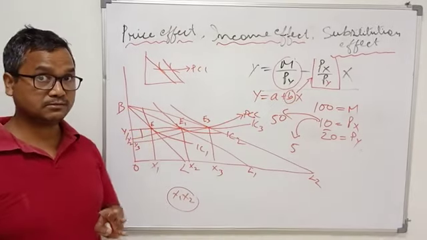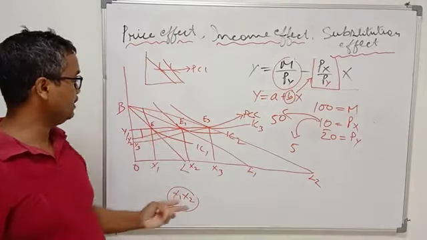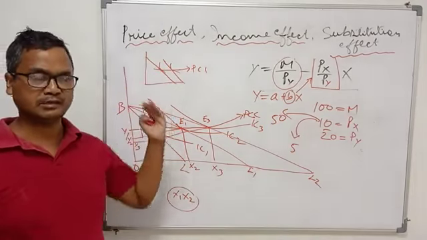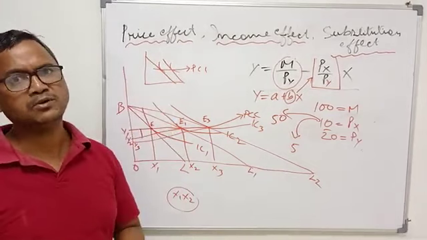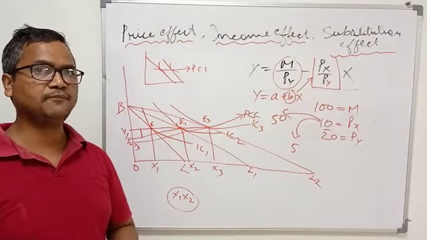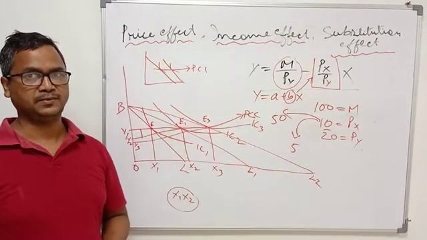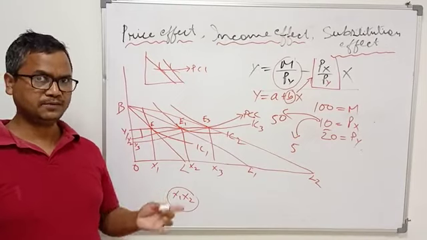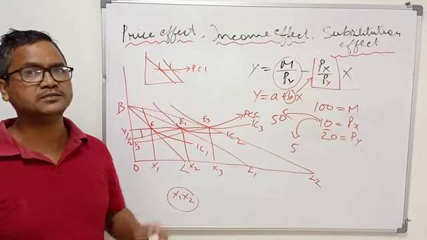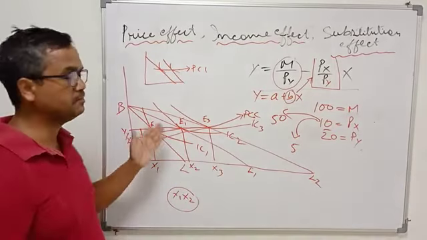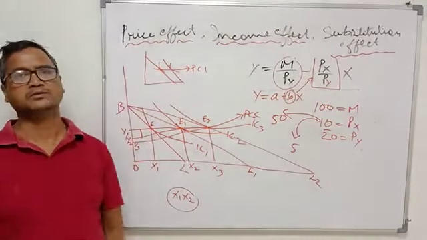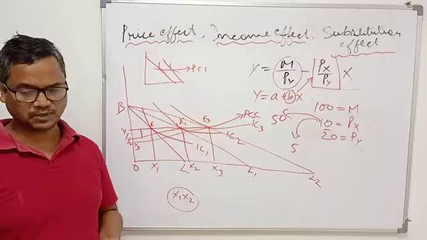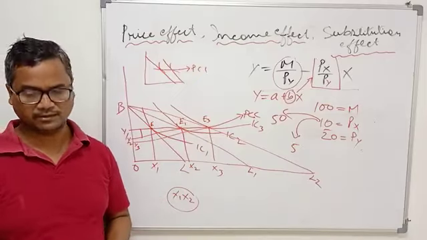So now how to define the price effect? Because of the change in the price, the reduction in the price of X, the consumption of good X has also changed. So this effect is known as the price effect. Why is it happening? Because prices are changing. Here we are assuming the price of X has reduced. You can also assume the price of X has increased. So that is the concept of price effect. Clear?